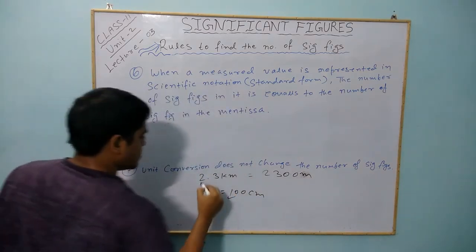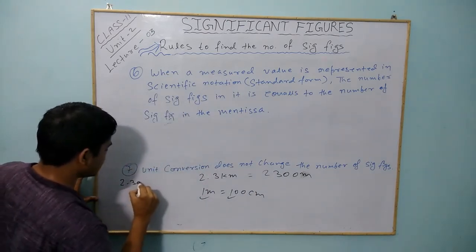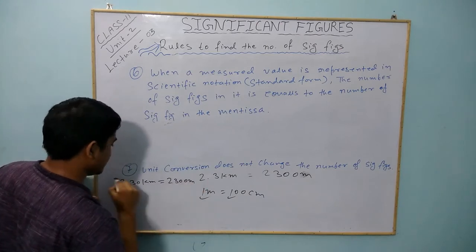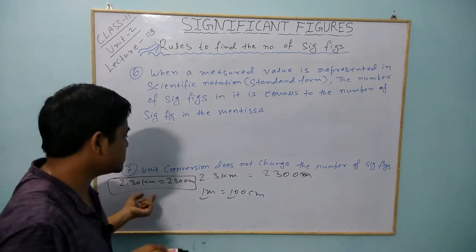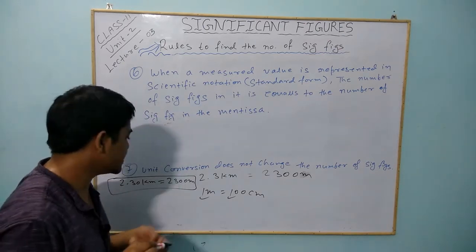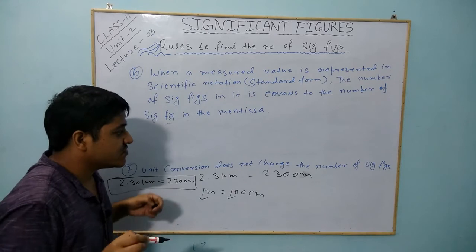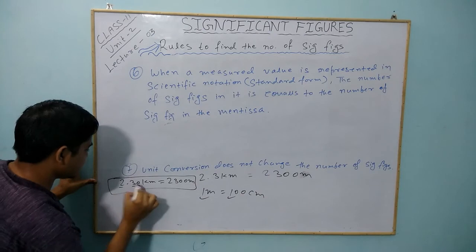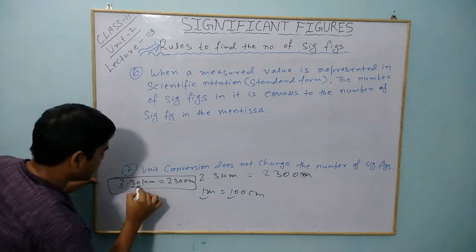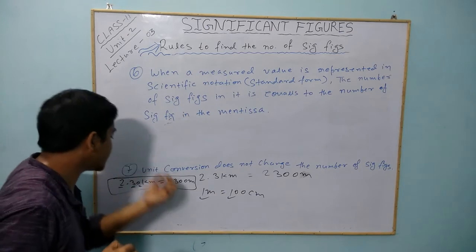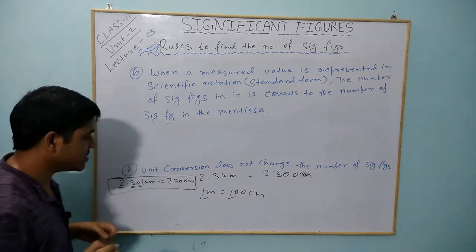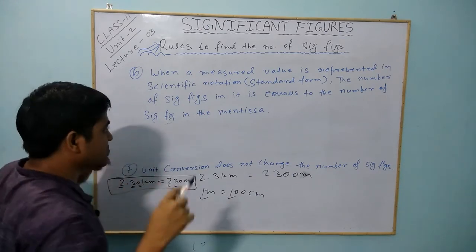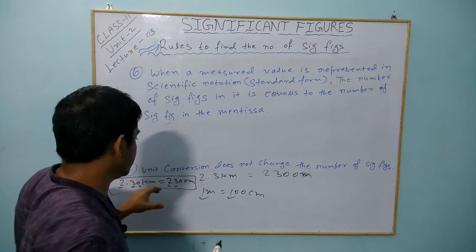Now, 2.30 kilometers cannot be reported as 2300 meters. Mathematically it is true. 2.30 kilometers is also 2300 meters. Mathematically it is true, but from the perspective of significant figures, it's false. How? Here the number of significant figures is 3. 2 and 3 both are significant, and 0 as well is significant because it is lying after the decimal and it's a trailing 0. Clear? But here the number of sig figs is only 2, right? So mathematically it is true, but from the point of view of significant figures, it's wrong.